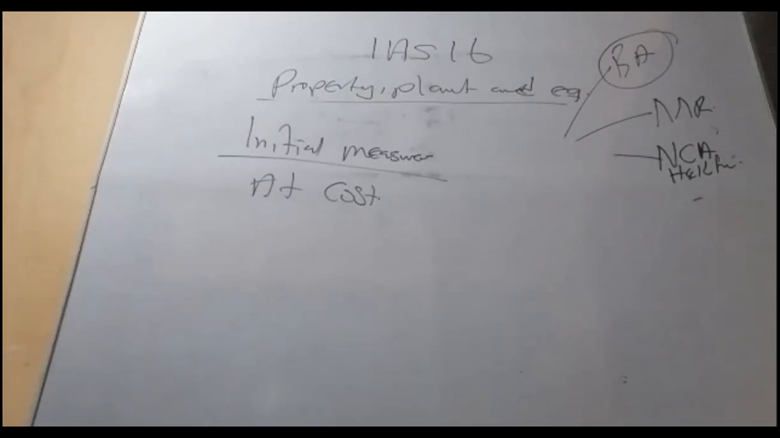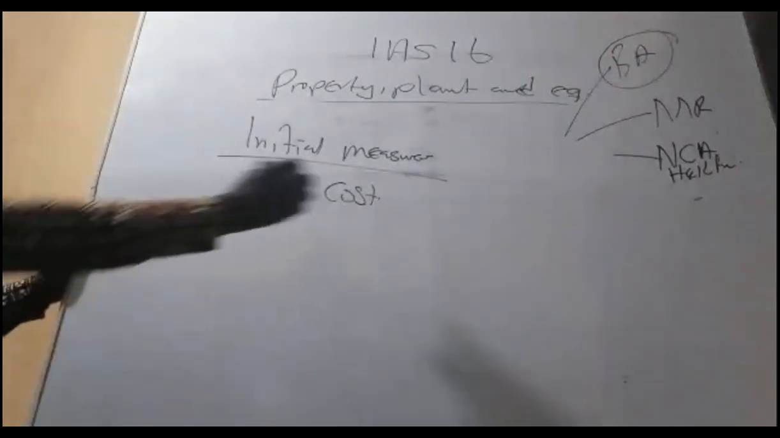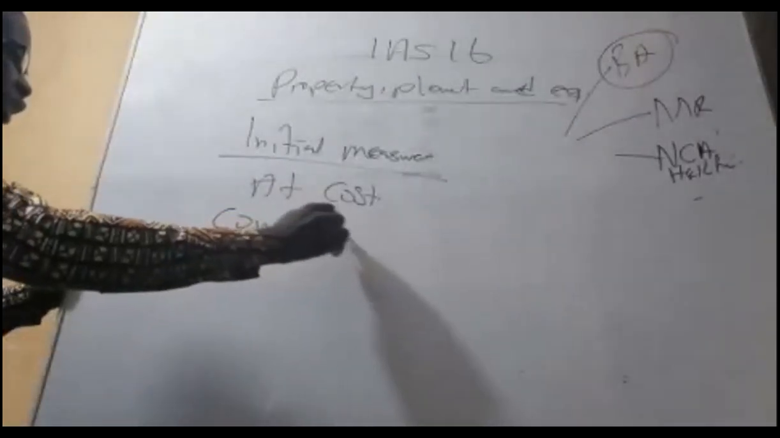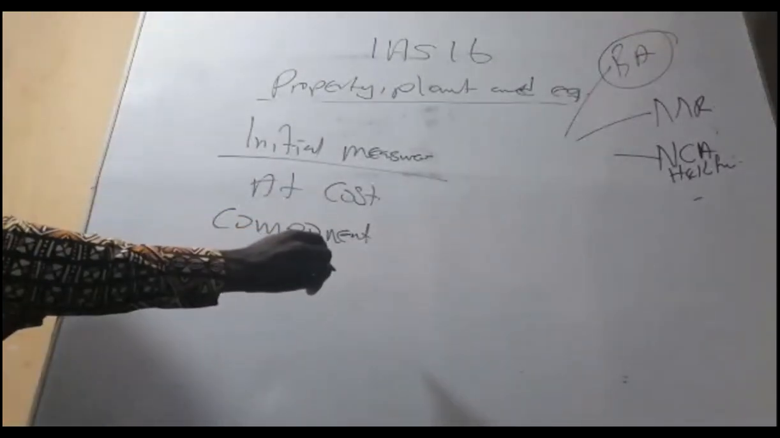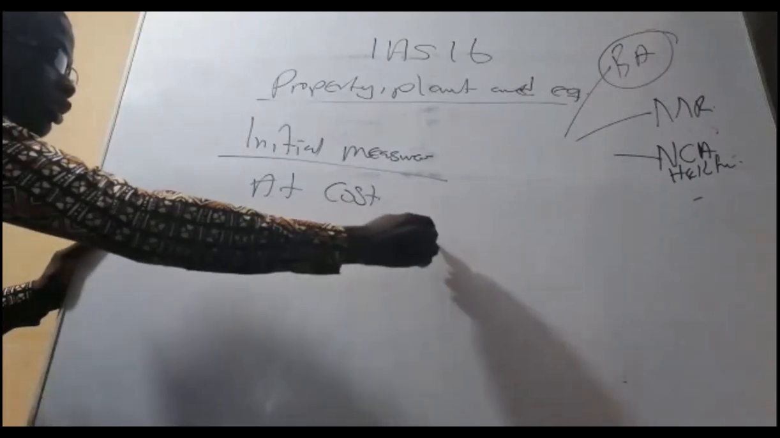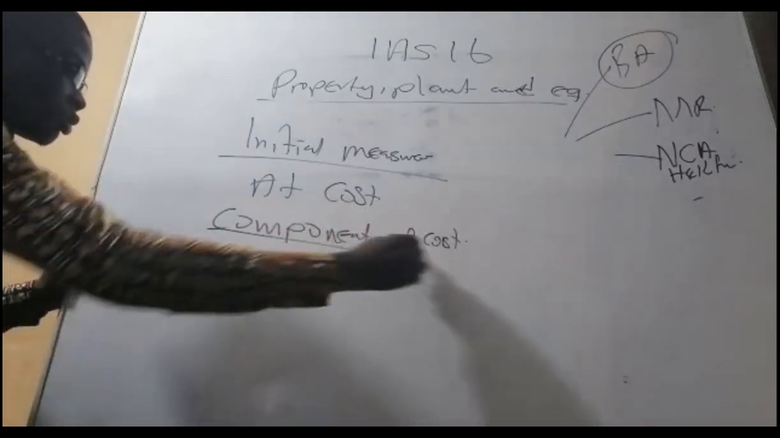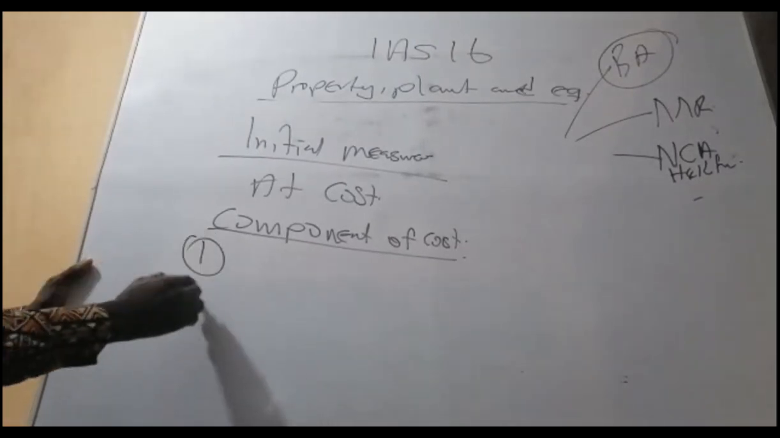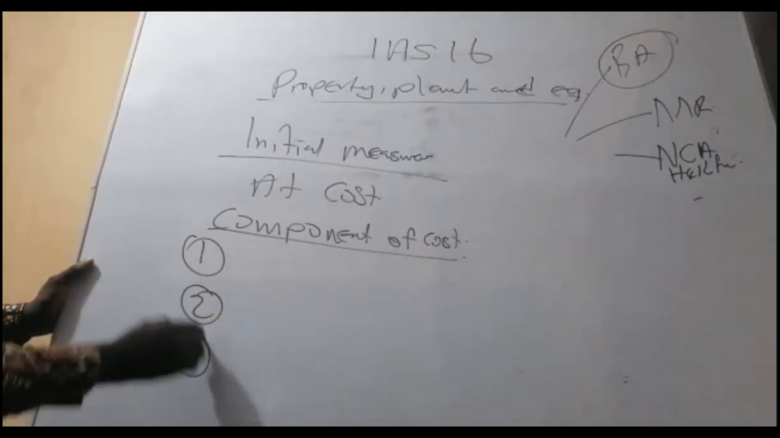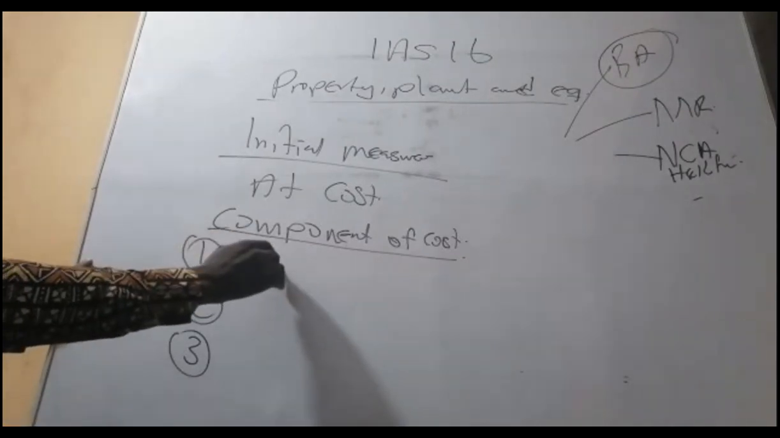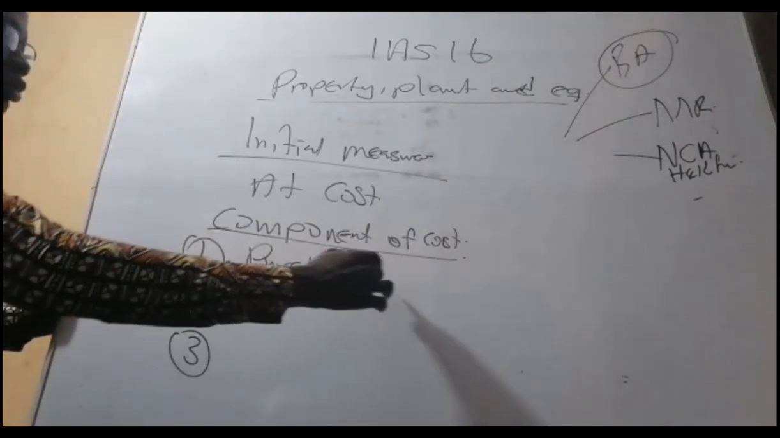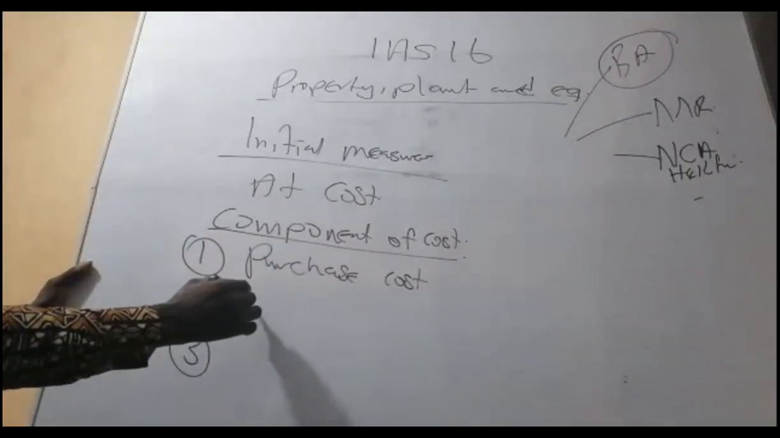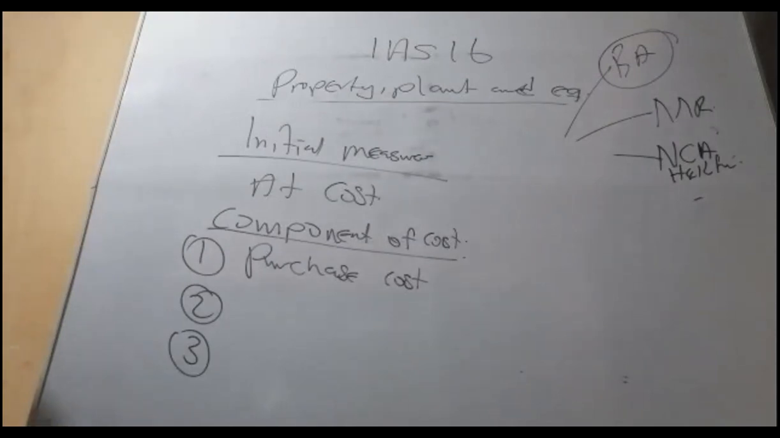Now this cost, we have the composition. What is the composition of the cost? Not all costs form part. We call it components of cost. It's composed of 3 items. You can refer to the first video for the breakdown. First is the purchase cost. And the purchase cost includes what?